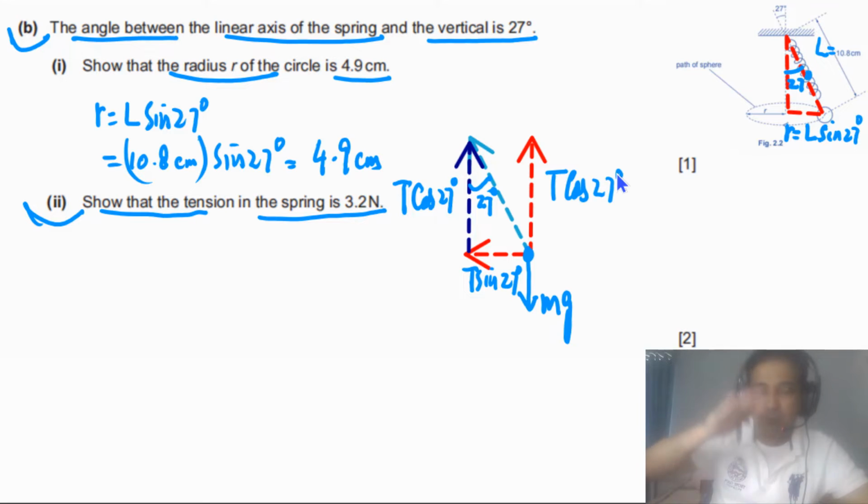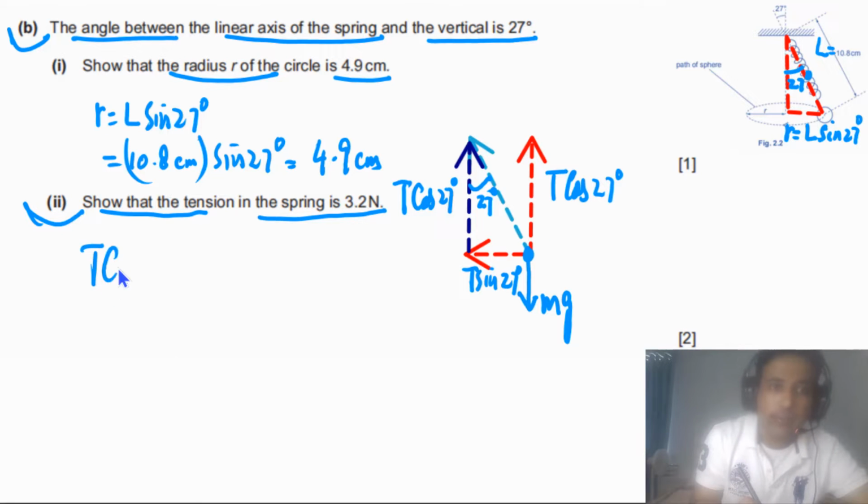This sphere is in equilibrium, it means forces along vertical are balanced, but the sphere is moving in a horizontal circle, so it means forces along horizontal are not balanced. So the resultant force on the sphere is this one and this force is providing centripetal force. But for this case we need to find the value of tension only, so we can look at forces along vertical. Along vertical we have T cosine of 27 degrees, this has to be equal to mg.